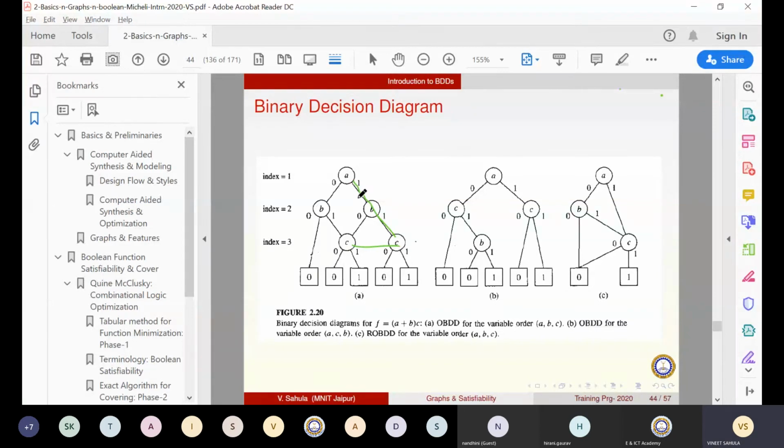From this A, we have no option here. B will go to 0 and B1 will go to C. B1 will go to C. This is a different order. We are not talking about this. We are not talking about this. We are talking about this only. So this will have a reduction.